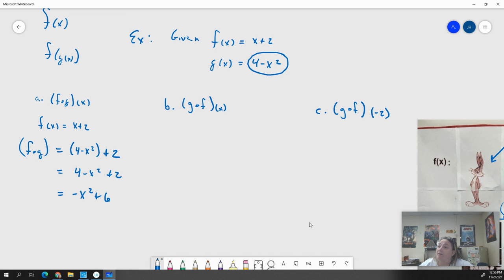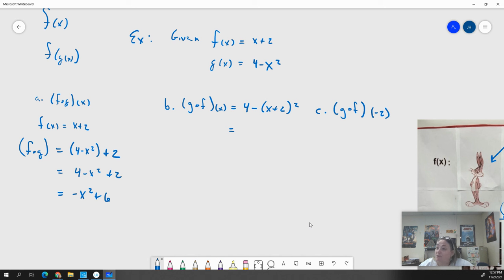Here I have g of f, which means that, let me rewrite this so it's not circled anymore. So here I've got my 4 minus x squared. Now wherever I have x, I'm going to plug in x plus 2. So here I have 4 minus x squared. Well, that becomes x plus 2 squared. Does that make sense? We're plugging Stalin into Bugs Bunny.